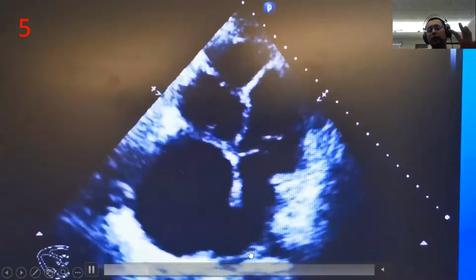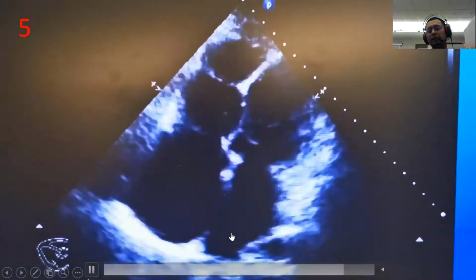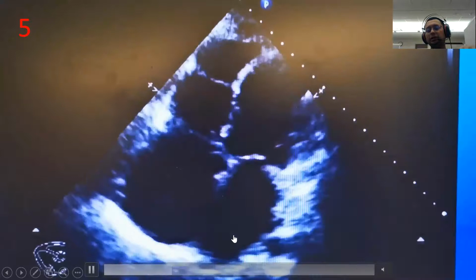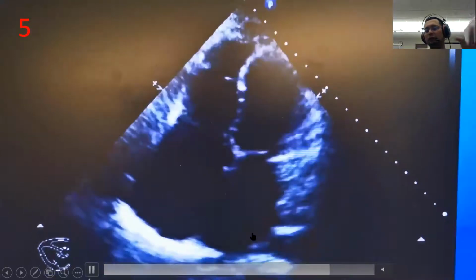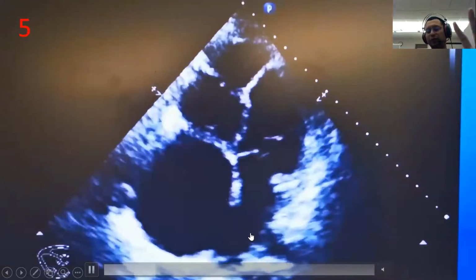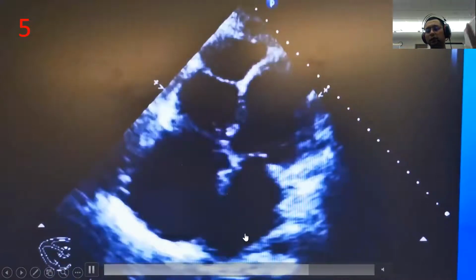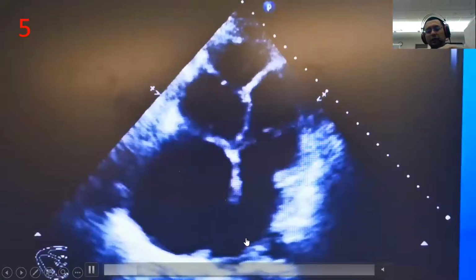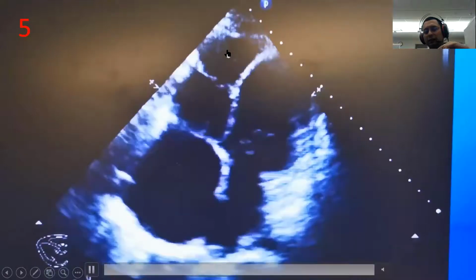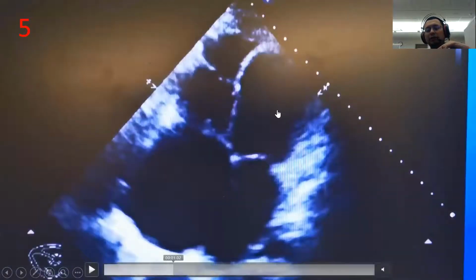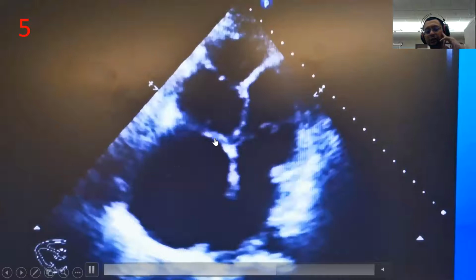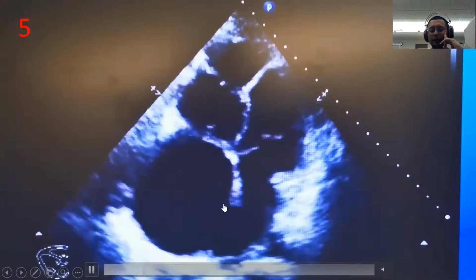So whenever you look at echo, the definition of the cavity is not by its spatial location, but by its characteristics. Of course, in adults, you assume that all is okay. But when you look at congenital heart disease, especially if you are interested in it, you have to ask yourself, is it really the right ventricle? Is this really the left ventricle? Is this really the left atrium? And is it really the right atrium? So we have talked about this now.